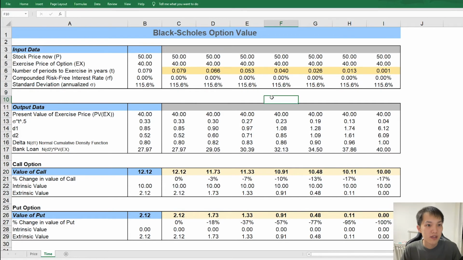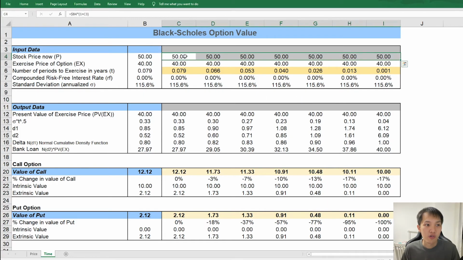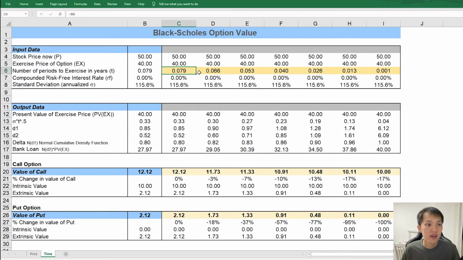So next we'll look at the effect of change of the time to maturity on the value of the options. This is very similar to the previous example. It's just that instead of changing the underlying price here, I will just keep it at $50 unchanged, and then I will just change the time to maturity here just to see what's the impact on the options value. So similar to the previous example, we can see that the price of the options is $12.12. Intrinsic value is 10, and then the extrinsic value is 2.12.